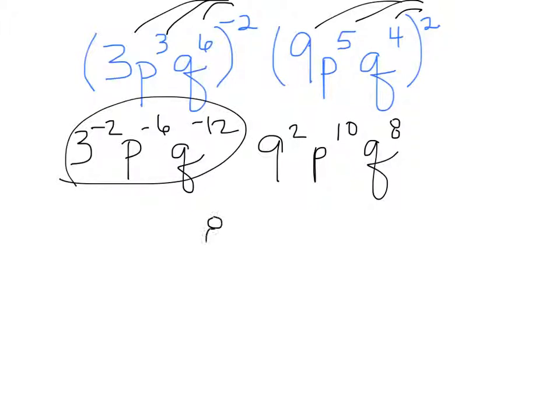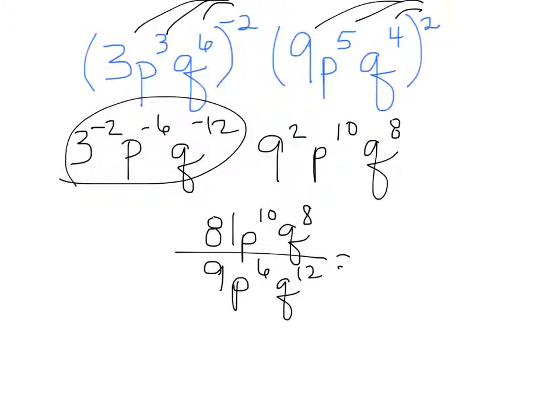So in the top of the fraction, I end up with 9 squared, or 81, p to the 10th, q to the 8th. In the bottom, I end up with 3 squared, or 9, p to the positive 6, q to the positive 12. At this point, we just put our like terms together.